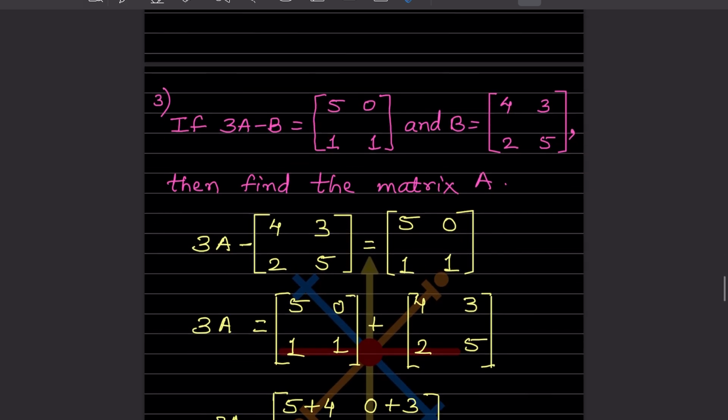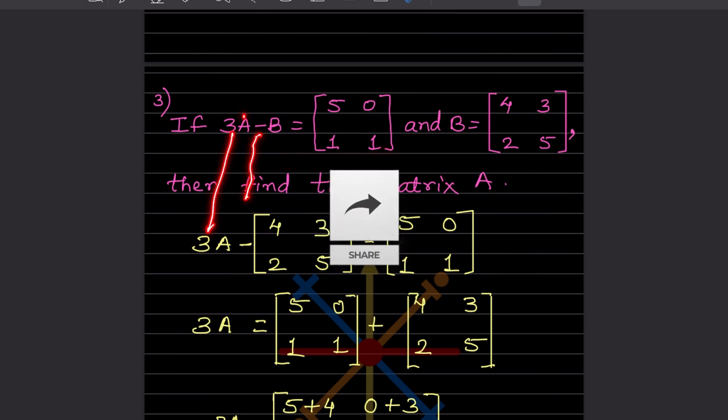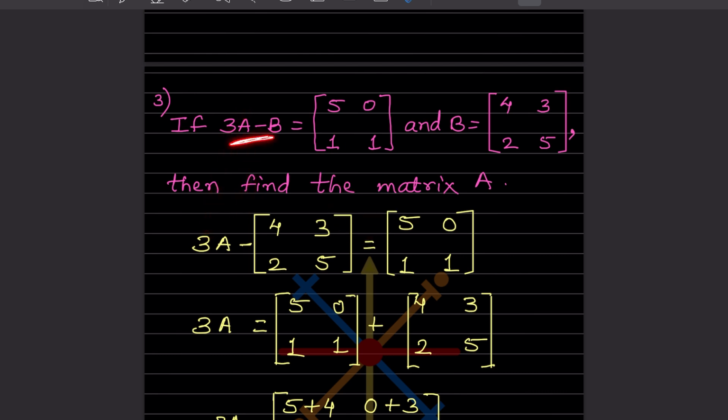Now just look at this one. They said if this 3A minus B is equal to 5, 0, 1, 1 and B is equal to this matrix given, then you have to find the matrix A. So now look at here. First thing, what are we going to do over here? We will take this 3A, and minus what are we going to do? This B. So 3A minus B.